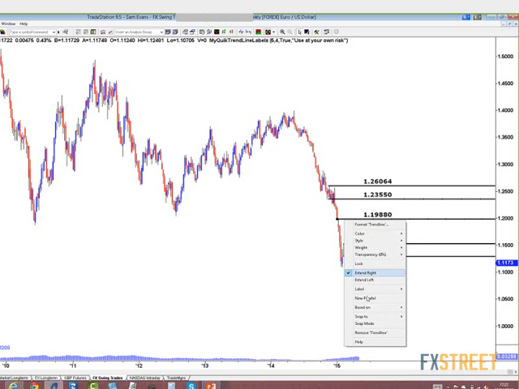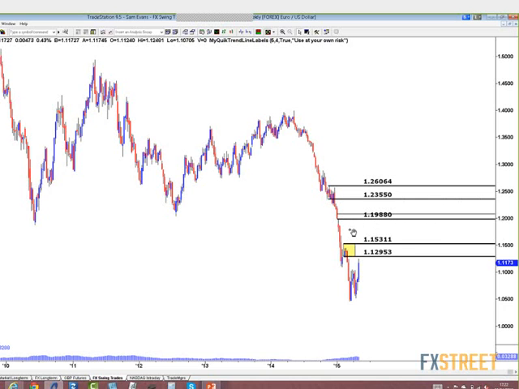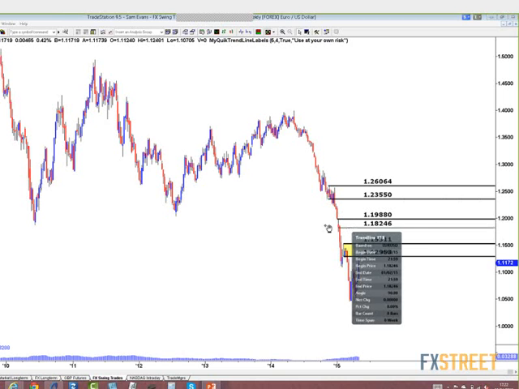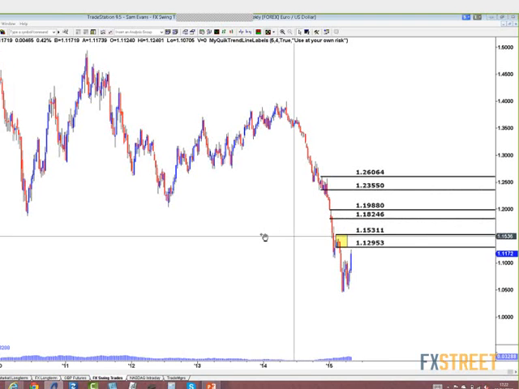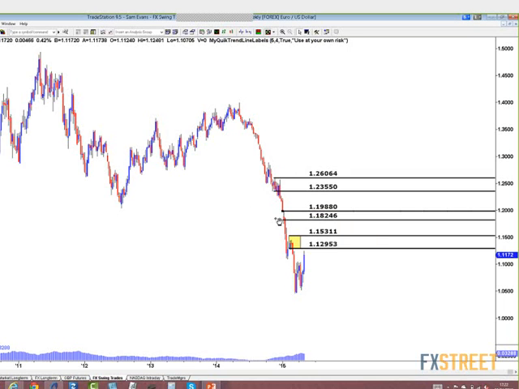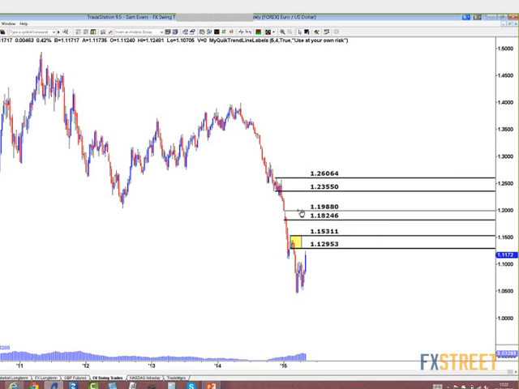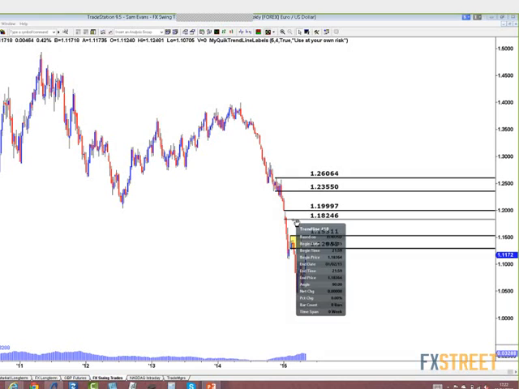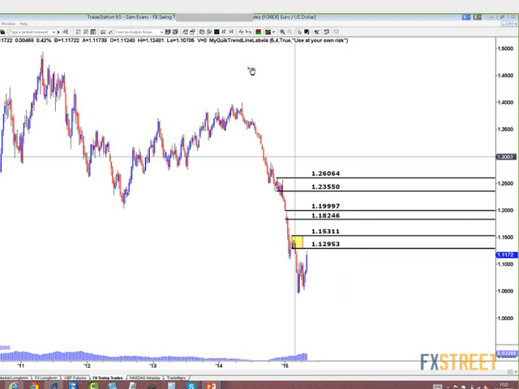Don't ignore the round numbers. Remember that? There's another one right here as well. See here? 120s. You see that, guys? You probably want to include that right there because there's a bit of an unfilled gap there. If you take this to a daily chart, you'll see it.